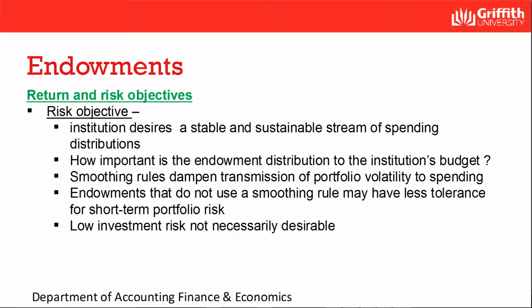Endowments that do not use a smoothing rule may have less tolerance for short-term portfolio risk. Investment portfolios with very low volatility or investment risk usually provide low expected returns, which increases the risk of failing to achieve the endowment's goals of significant, stable, and sustainable spending. Low investment risk does not equate to low risk for meeting endowment objectives.